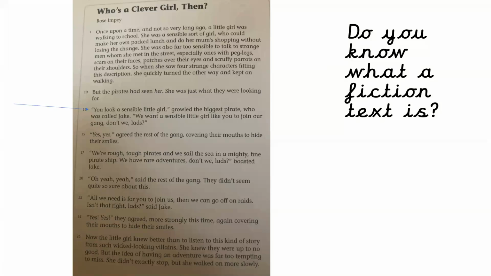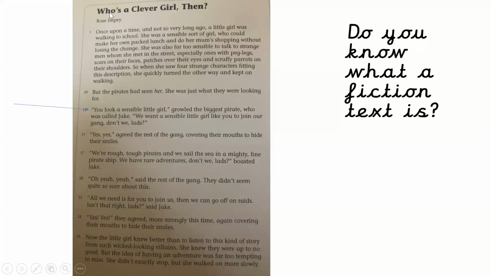Can you tell me what a fiction text is? Fantastic. A fiction text is a text that is made up. It doesn't give you information and it doesn't give you facts. It's a made up story. Fabulous. Now, let's get into discussing the features of a fiction text.